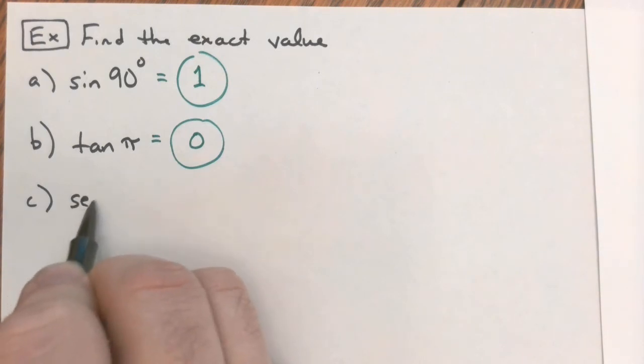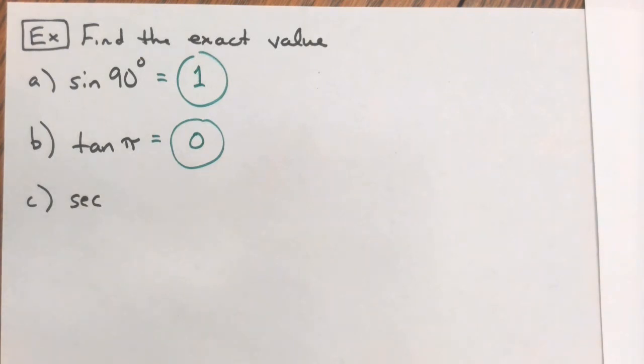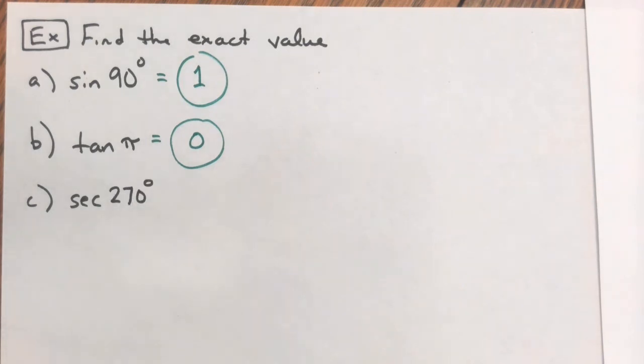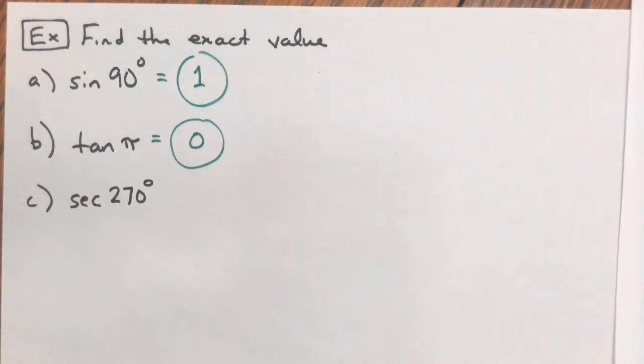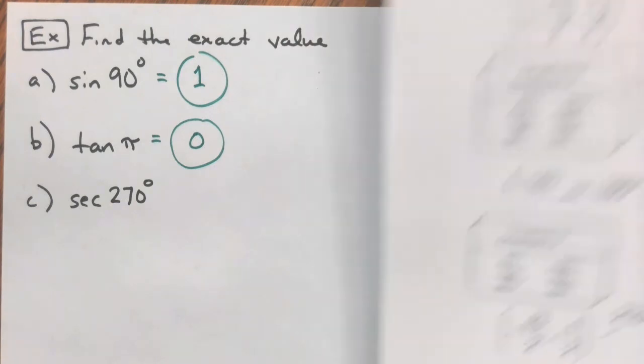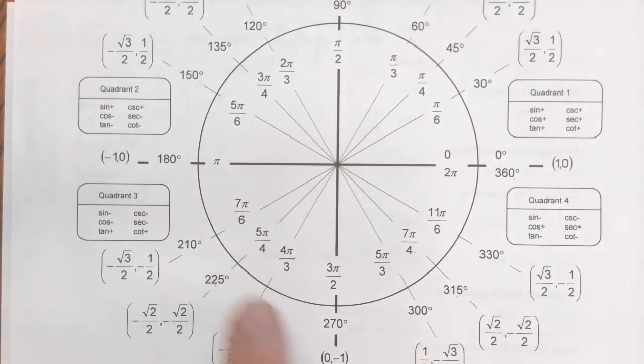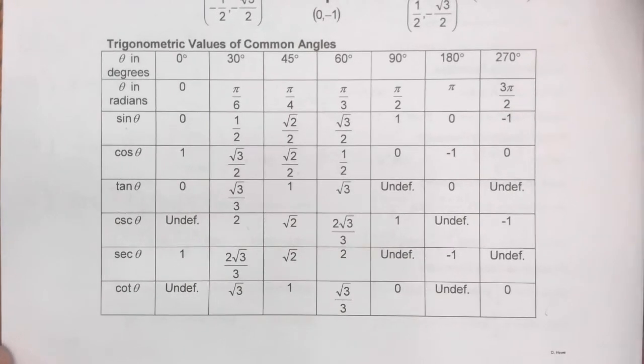Let's take a look at one of the reciprocal functions. Let's do secant, and let's do 270 degrees. So approaching that the same way again, take the angle first, 270 degrees. I look at my unit circle at my degree measure. 270 is on the y-axis, so I'm going to just find the answer off of the table.